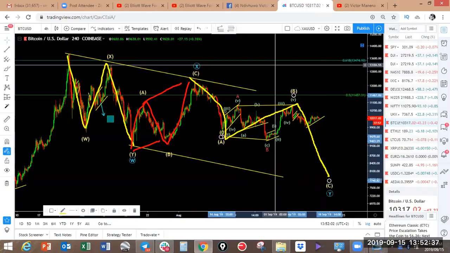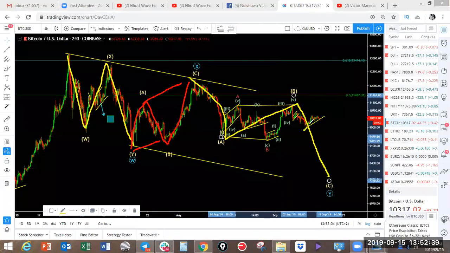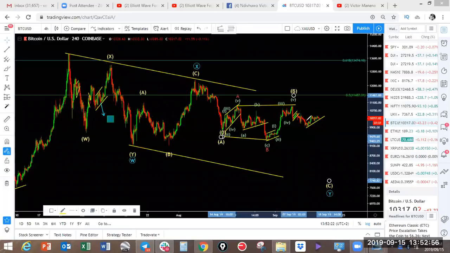Okay, so we are busy with this corrective structure here. It may take some time here. May do this, but we want this to continue lower, right? So let's see how this plays out. The trend is still to the downside, and we are looking for this to come down here. Okay, so that is Bitcoin, and that is what you're going to be looking for in the next coming sessions.